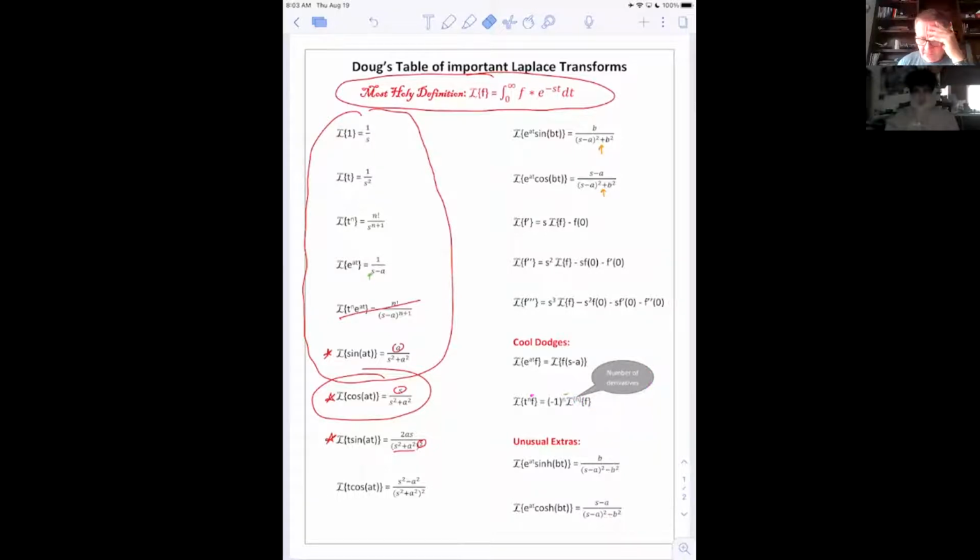Well, the ones I have circled on the left were simpler. And then I guess these Laplace transforms of derivatives, those are pretty important. We've been using that a lot. Those are possibilities, so I want you to be able to produce that.